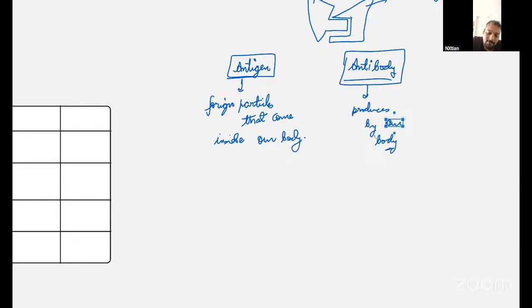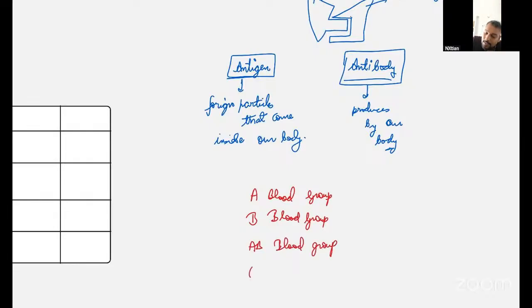Now we have four types of blood group. Why I taught this to you, I will explain now. For example, a person having A blood group, and a person having B blood group. This is also a blood group, and we have AB blood group, and we have O blood group also. So we have these types of blood group.